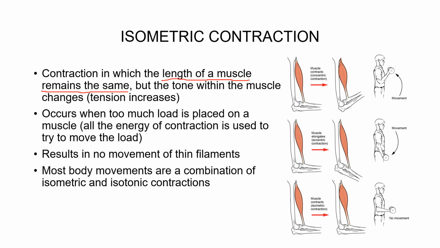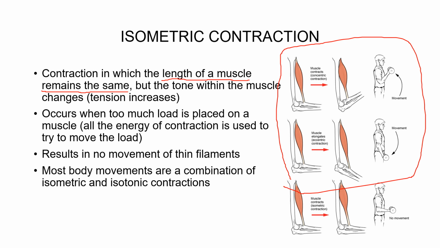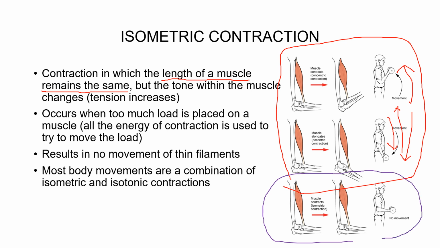So for example, in this picture, these top two illustrations that I'm circling in red, this is isotonic contraction. You're moving the dumbbell up, you're flexing your elbow, and then you extend your elbow, and then you flex, and then you extend. So you're moving the elbow. That's the previous slide. Isometric is this bottom illustration. You can see that the person is just holding the weight and not moving.